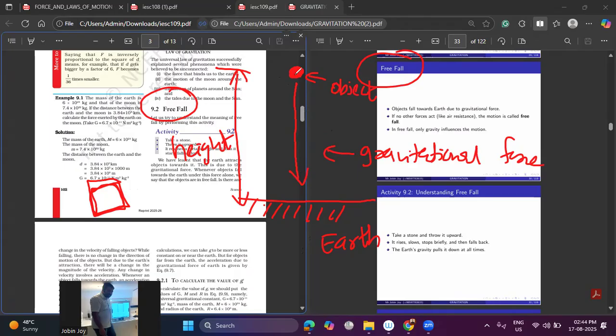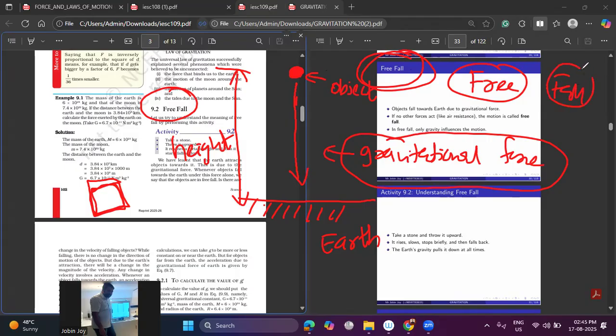This motion is called a free fall. So what is free fall? The object is moving only because of the gravitational force. No other force is acting on this object. From the name, you can see it's free. Free means no other forces acting. So free fall, freely falling. The object is freely falling towards the Earth because of the gravitational force. This is what is called a free fall.